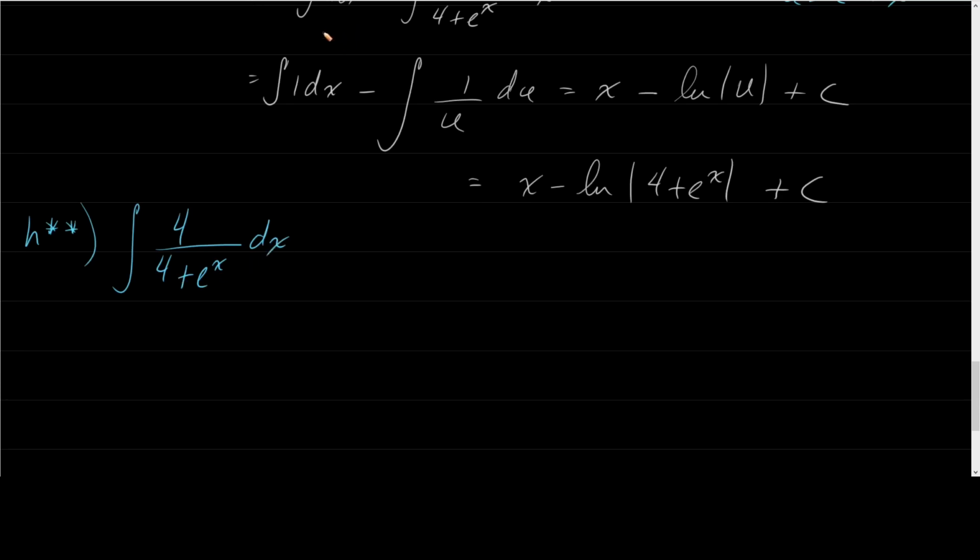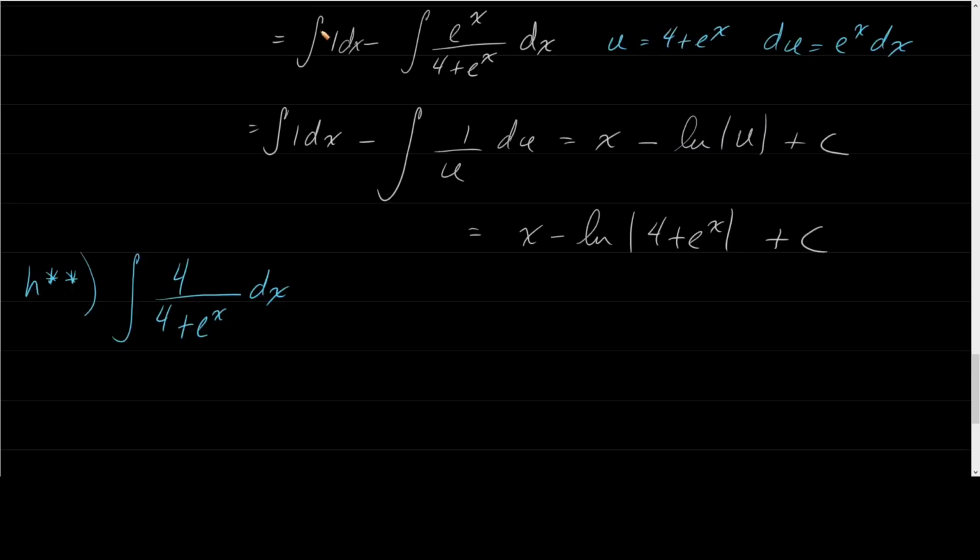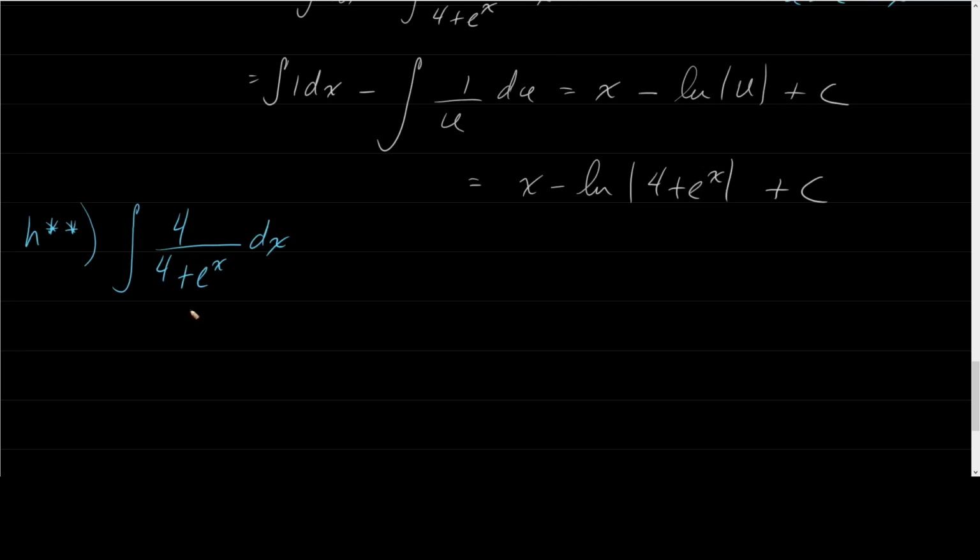Now, with any math problem, we know there's always two things we can do. We can add 0, just like we did in the previous version, or we can multiply by 1. In this case, I'm going to multiply by 1, but that 1 is very difficult to see in this specific scenario. I'm going to multiply by e to the negative x over e to the negative x. What does that give me? That gives me the integral of 4e to the negative x over 4e to the negative x plus 1 dx.